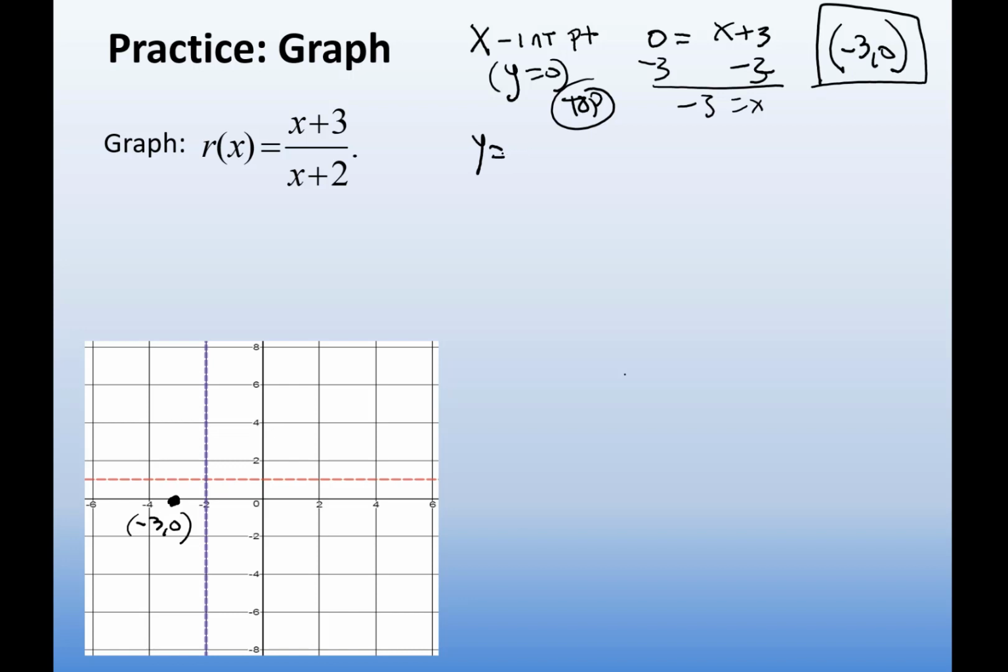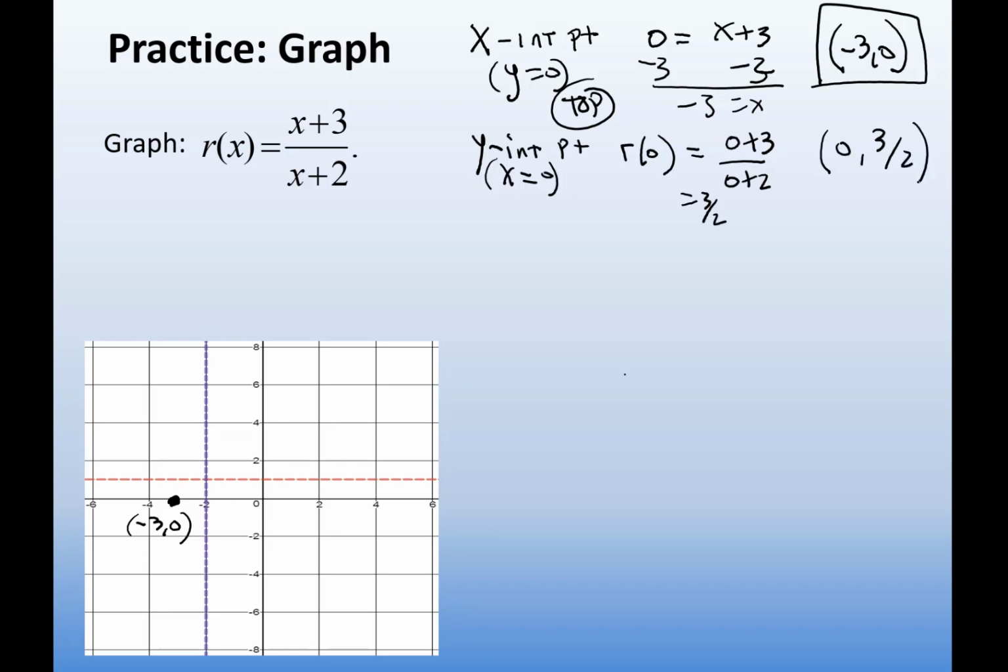Another important point is the y-intercept point. That one is easiest. X equals 0. So technically I'm plugging in r of 0. Hey, stop doing that. Don't want you to give it away. So when we plug in 0 plus 3 over 0 plus 2, we get 3 halves. So now we've got a y-intercept point at 0, 3 halves.